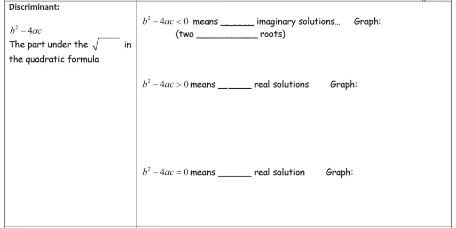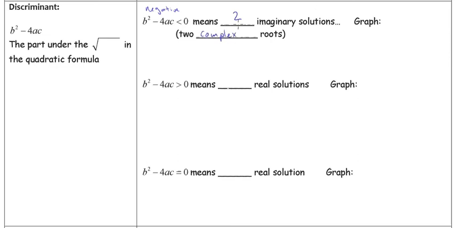So let's run through these. Our first one, if b squared minus 4ac ends up being less than 0, which means negative, then it means you have two imaginary solutions, or two complex roots.